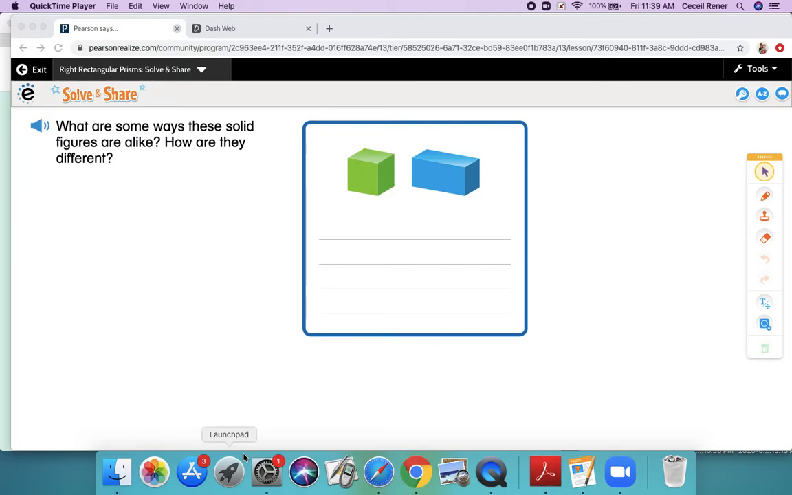On lesson 8, Write Rectangular Prisms. That is on page IN57. It's near the end of your book. And let's look at our solve and share.